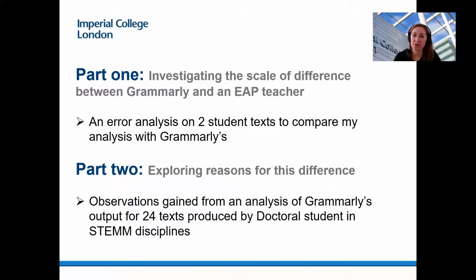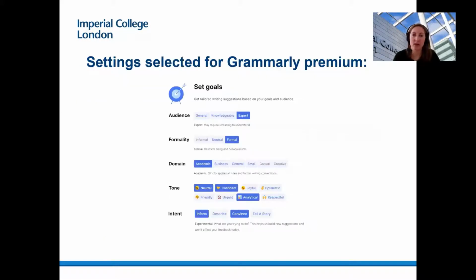So I looked at 2 students' texts, which I selected randomly out of the 24. I did an error analysis following Alison Barkhuizen's method, and then I compared that analysis to Grammarly's output. So let's take a look. I should say first, Grammarly Premium has these settings that you can set. So these were the settings that I selected.